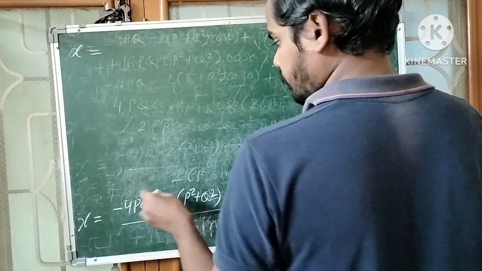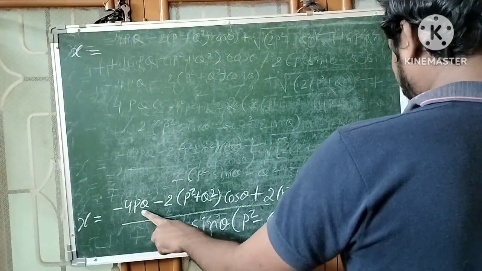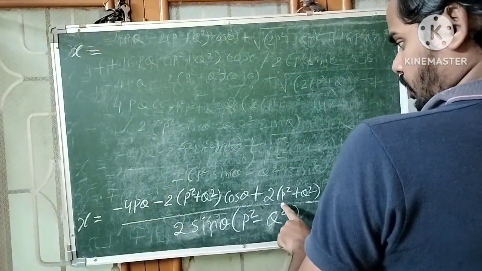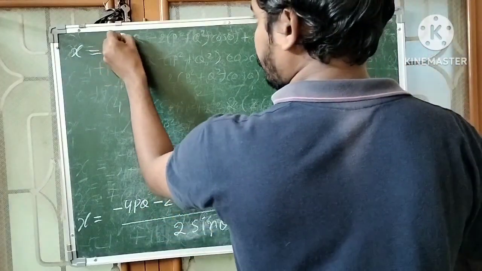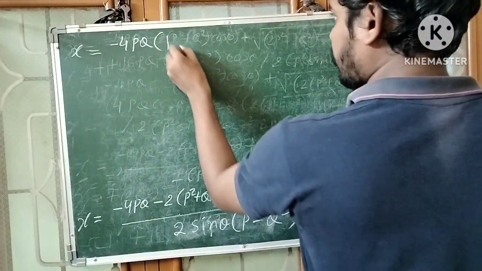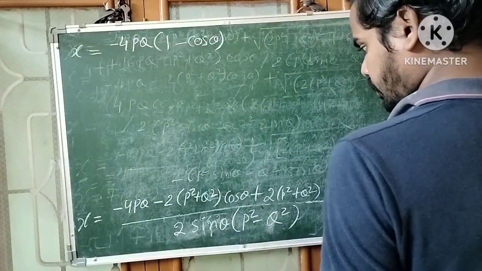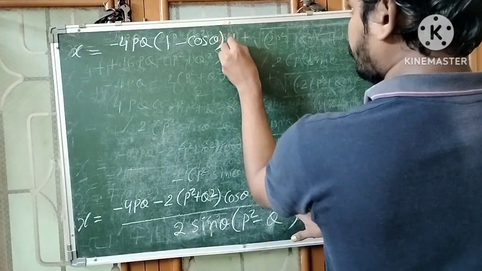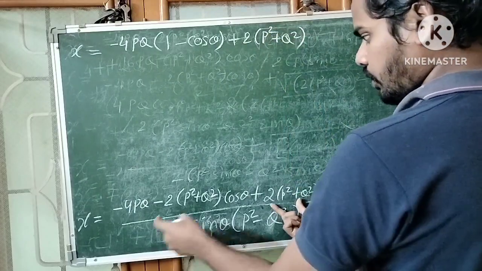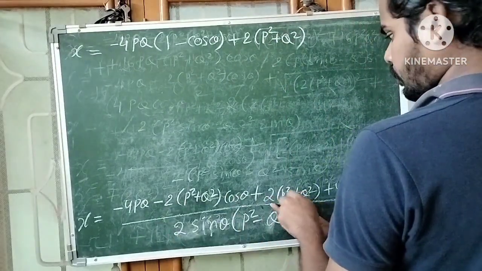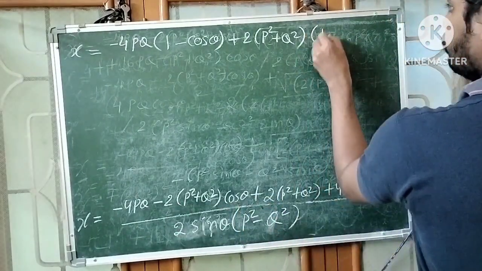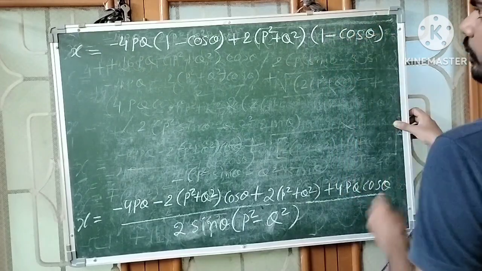x is equal to, see, 4pq common. Here we can take minus 4pq common. Negative becomes plus 1, and here minus cos theta, 1 minus cos theta. In these two terms, 2 into p square plus q square common. Here the common factor is 2 into p square plus q square, and remaining terms 1 minus cos theta.